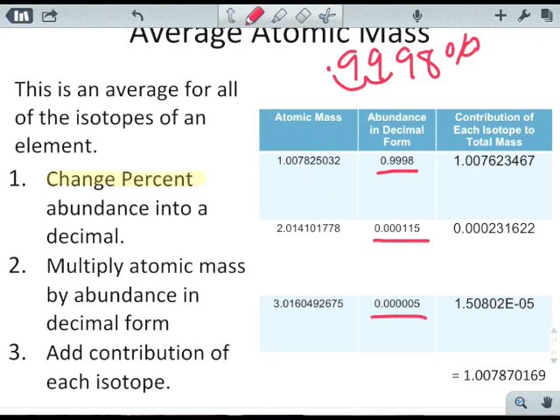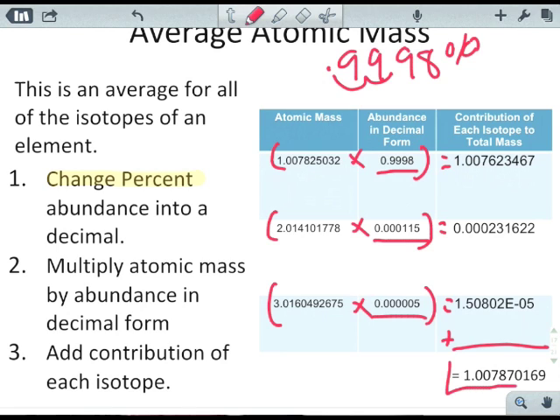The next thing we do is multiply the atomic mass by the abundance in decimal form. So basically all we would do is take these 2 numbers and multiply them. Take these 2 numbers, multiply them. Take these 2 numbers and multiply them. And then lastly, we would add the contributions of each isotope. So we would get the sum of all of these, okay? After we multiply them, we get our sum, and then we just add them all up, and we get the overall. And this number down here is actually our average atomic mass. That's what we see on the periodic table.